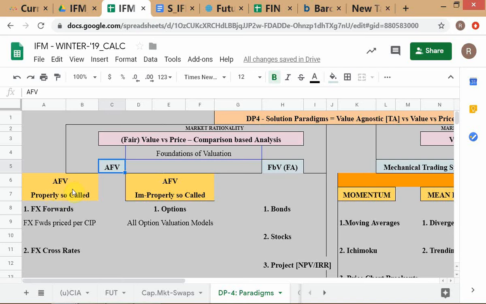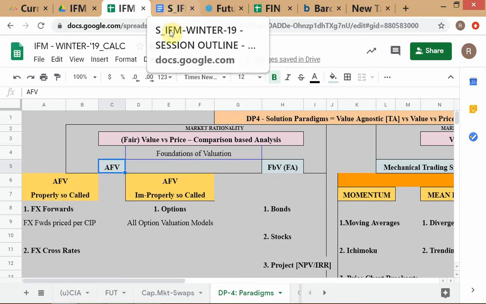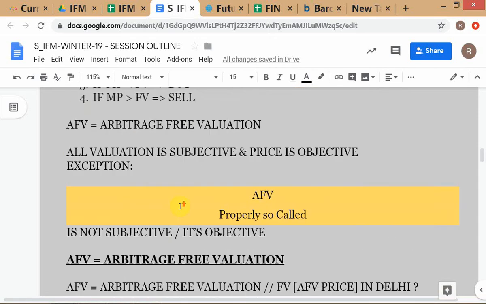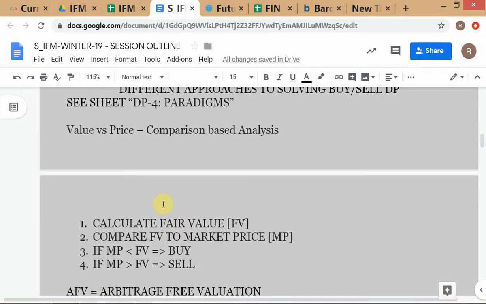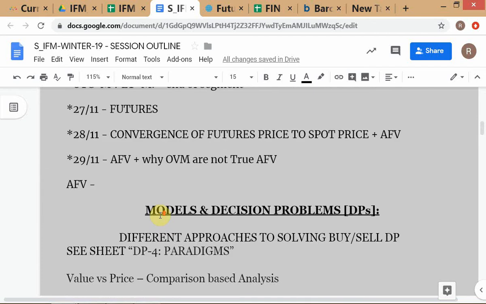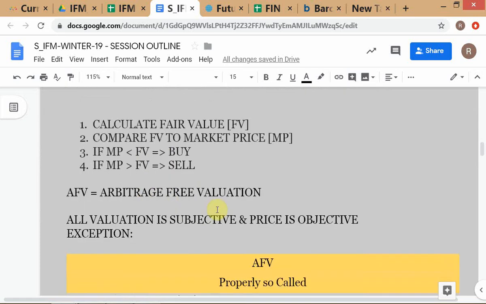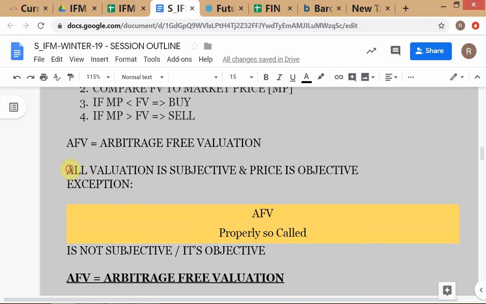What we saw yesterday. Let's try and put some definitions on that, mainly to understand. So I put the notes here in your session outline. Later on I'll create a separate note just topic wise on valuation. So this is there right now in your notes for today, right? This part you're already familiar with, value versus price based, comparison based analysis, which we discussed yesterday, these frameworks. In general what we say is all valuation is subjective and price is objective. Is this clear? Yes. Okay, but there is one type of valuation which is not subjective, which is what you saw yesterday.